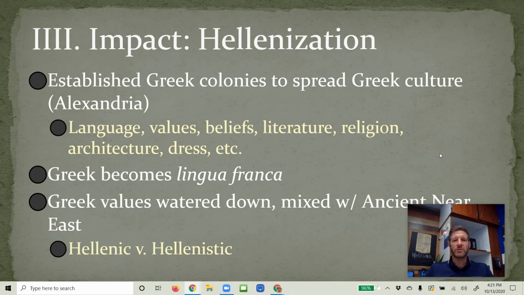Also, Greek values, in a way, become watered down. They begin to mix with the ancient Near East. And so they adopt Greek customs, but also the Greek culture begins to be changed itself by those foreign or outside customs. And so Hellenic refers to a purely Greek culture, in the time of the Persian Wars and the teaching of Socrates and Plato, and we looked at Thucydides and those sorts. And then when we say Hellenistic, that's referring to the diffused, modified, and spread Greek culture that was adopted throughout Alexander's empire.